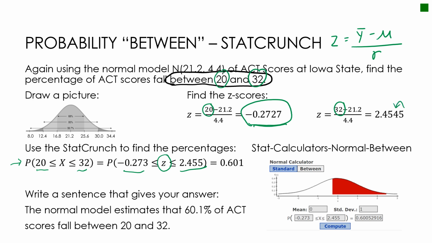And in the StatCrunch, because I'm using z-scores, I have a mean of 0, a standard deviation of 1. I'm adding my two values, negative 0.273 and 2.455, and that is what gives me my probability. When I write my probability in my work, I write it as a decimal. Then I write a sentence. The normal model estimates that 60.1% of ACT scores fall between 20 and 32.